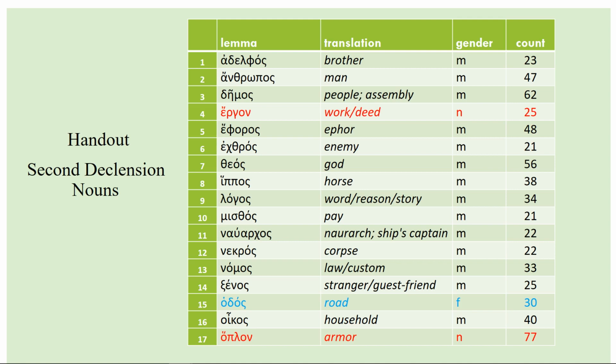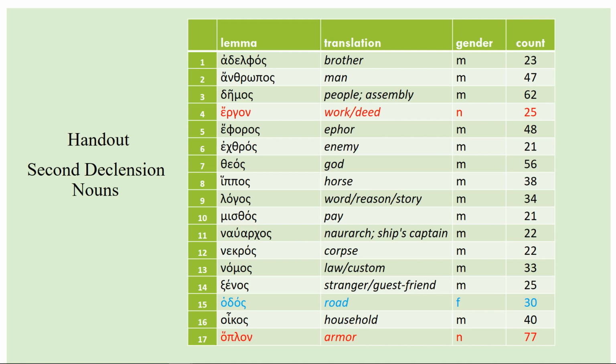Adelphos, a brother, just as Philadelphia, the city of brotherly love. Anthropos, man. It can actually take a feminine article with the second declension endings and mean a woman sometimes. But of course, we get anthropology and things like that. Demos is an incredibly important word. It means the people. It also can mean the assembly. When the people decide something, that means the assembly decides something. And of course, we get things like democracy from that.